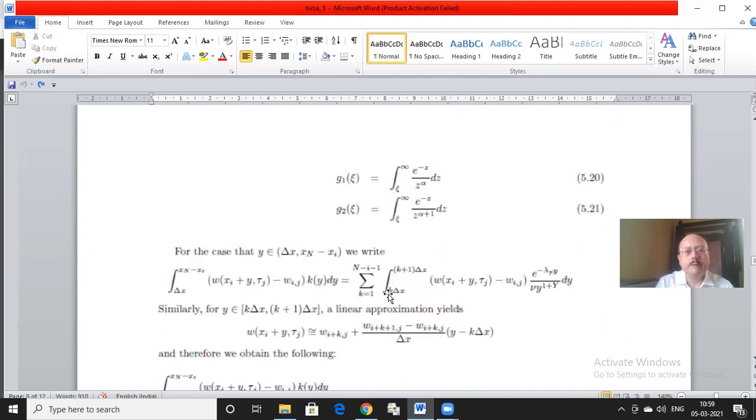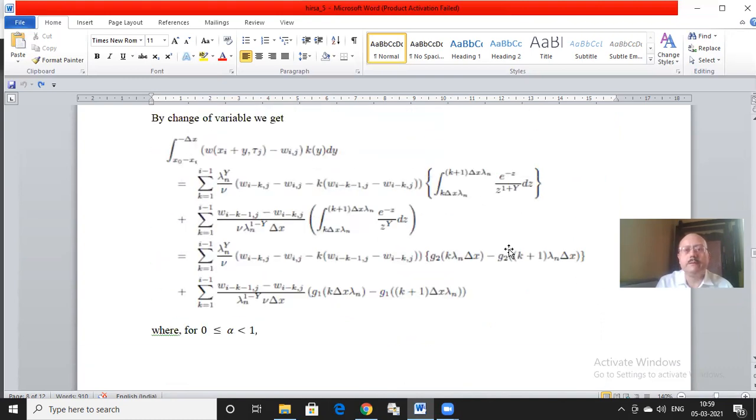So again, for these two new definitions, the g1 and g2 integrals, we use them here and write the original integral as two summations, and those summations will also involve the evaluation of the g2 function and the g1 function at the upper bound and the lower bound. Can you all check this and confirm that this is clear?